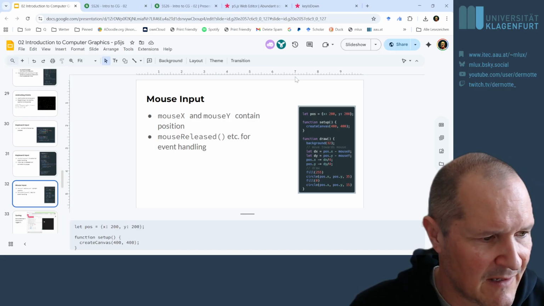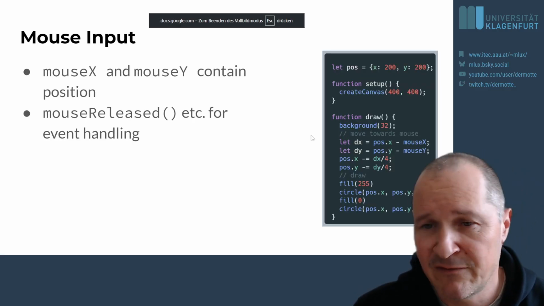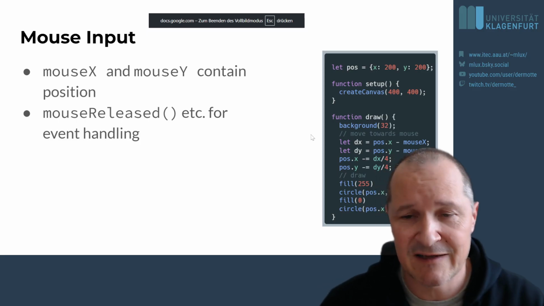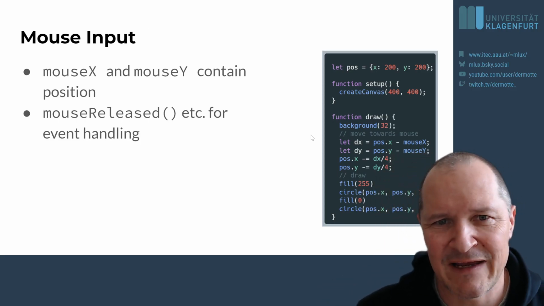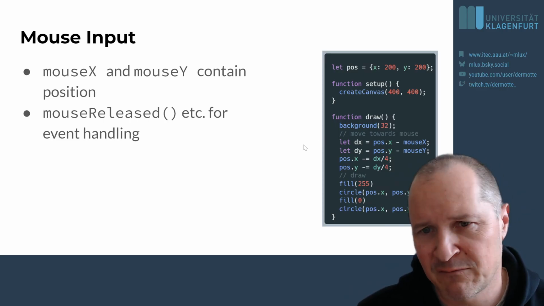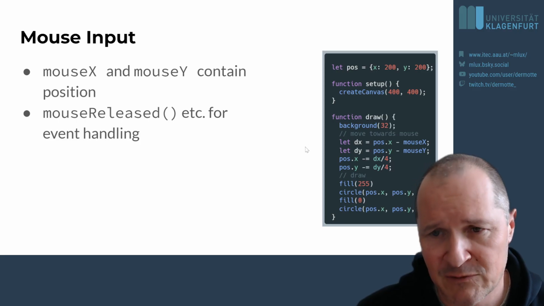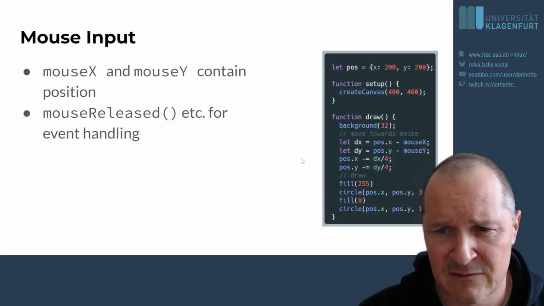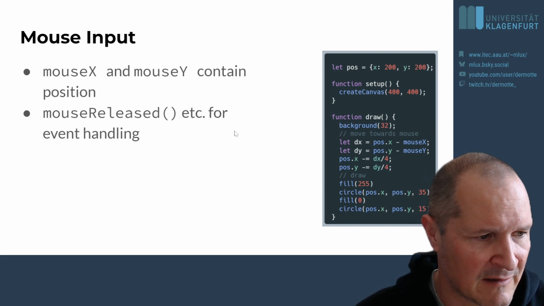What else? Mouse input, also very important. Mouse input, we'll need that later on. mouseX and mouseY contain the position, and mouse released would be a function for event handling. Then you can take a look at which button and so on. So you can use the scroll wheel and everything.